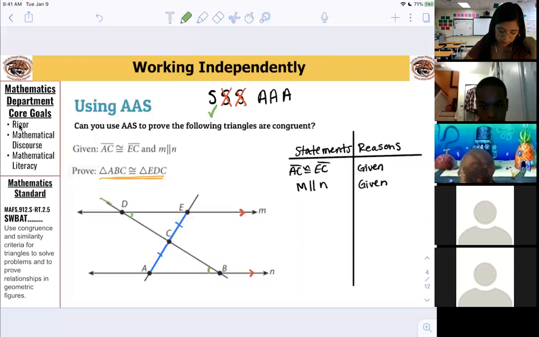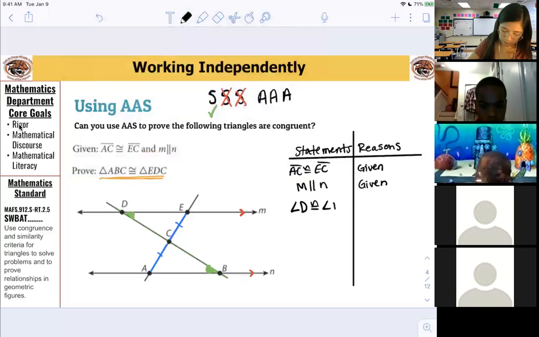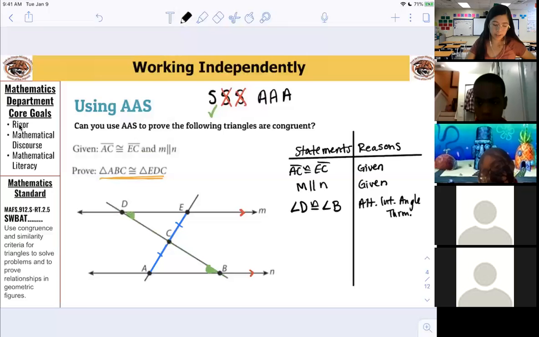Because if you think about this as being the transversal, then I know that these two angles are alternate interior angles. And what do we know about alternate interior angles? We know that alternate interior angles are congruent. So angle D is congruent to angle B. And that was the alternate interior angle theorem. So good job, Jalen and Perla, for putting that one together.